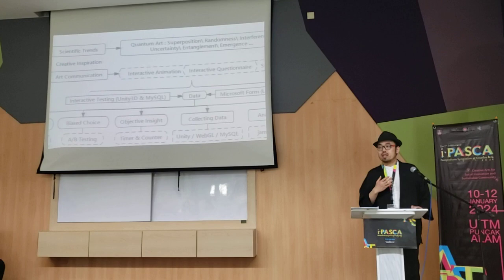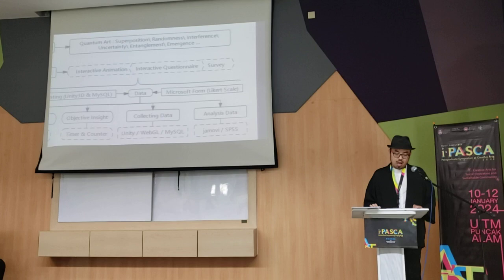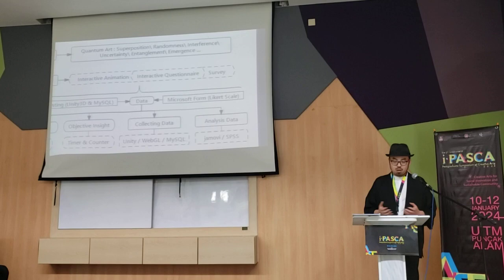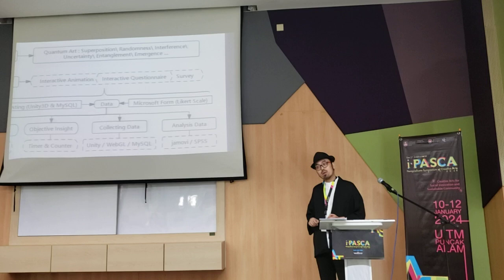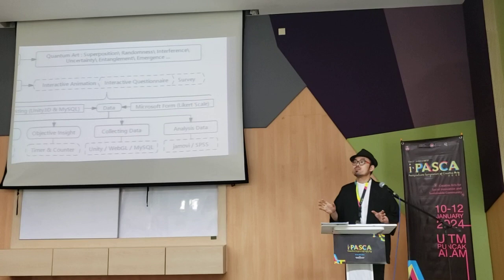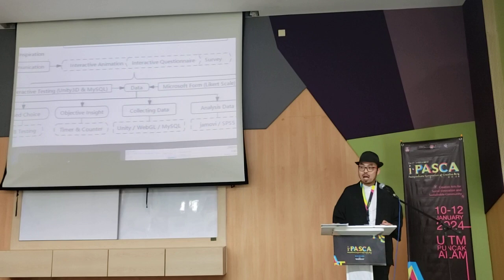To be honest, my creativity and strength come from this. There is a countermarch, full of supervision, randomness, interference, uncertainty, entanglement, emergence. Also a keyword from yesterday: bias. Bias is very important in this. That's another way of interference, interruptions. Everybody is full of information nowadays. People have no choice.